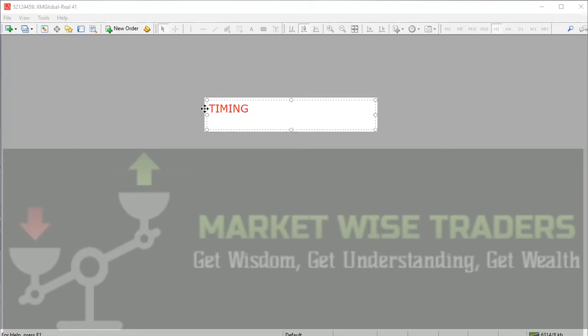Is that a correct spelling? Yes, okay. So basically we have got 3 sessions when we talk about trading. The day starts in Asia. We've got the Asian session, then we move over to the London or Europe session, then we move over to the US or the New York session. So we have got these 3 sessions.